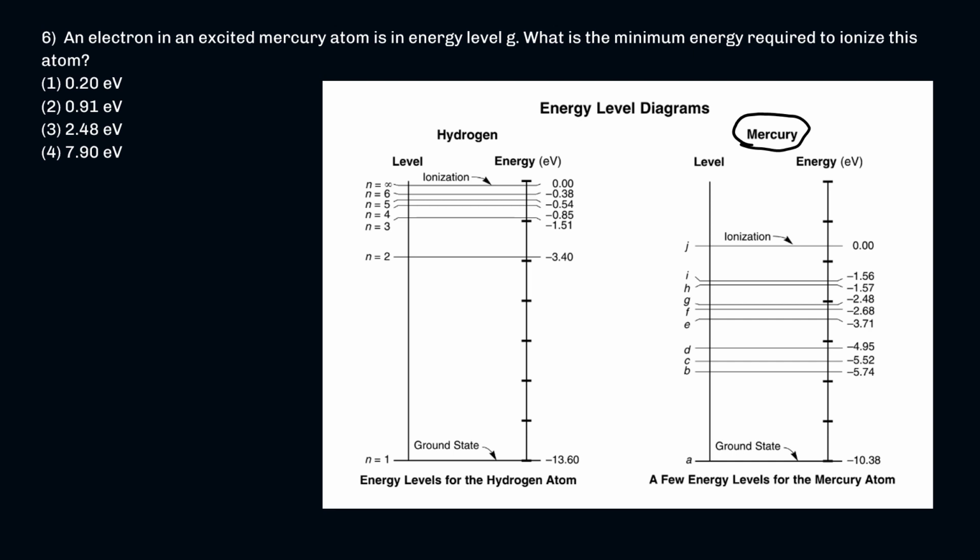So that should kind of tip you off as well if you're in the wrong place and you're looking at hydrogen for some reason and you're looking for G. Just know that you're supposed to be at mercury. That's where all the letters are going to be. So with this, all I want to do now is look for energy level G, and I see it right here.